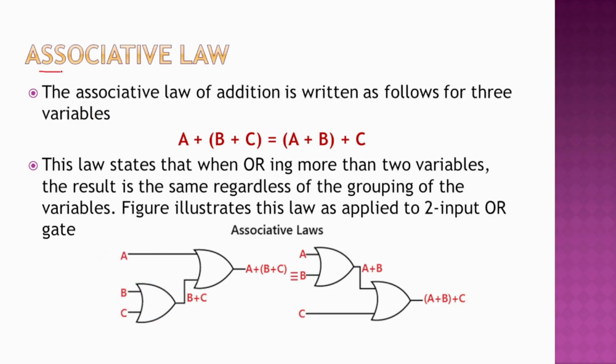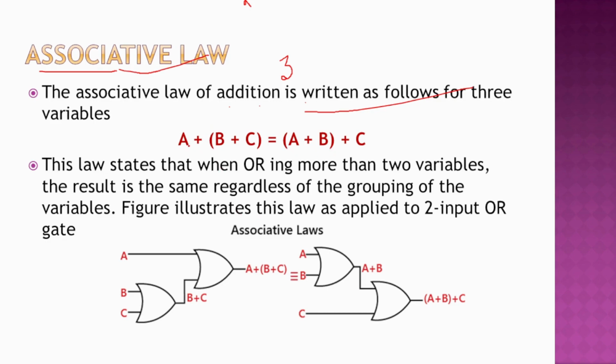So what is meant by associative law? Associative law is moreover similar to the commutative law. In commutative law, we will use two variables, but in associative law, we will use three variables. So the associative law of addition is written for three variables as A plus (B plus C) equal to (A plus B) plus C.